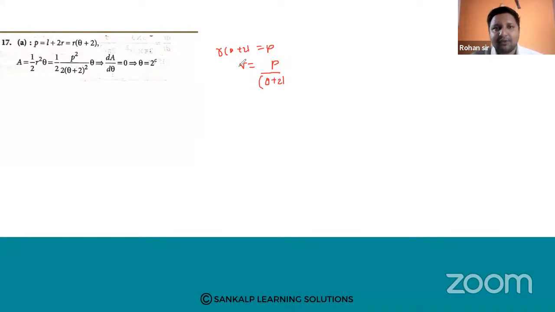Here, in the second formula, the area of sector A is equal to 1 by 2 r square theta. In this, in place of r, we replace it by the r value, P upon theta plus 2. So it will be P square upon theta plus 2 whole square with theta. Then we need to differentiate it. When you differentiate it, you get dA by d theta is equal to 0, or on simplifying you will get theta is equal to 2 radians. That is option A, which will be the right answer.